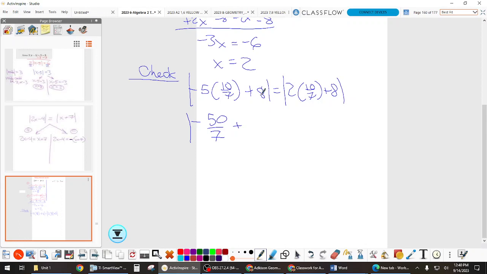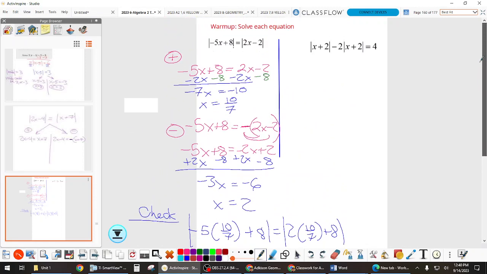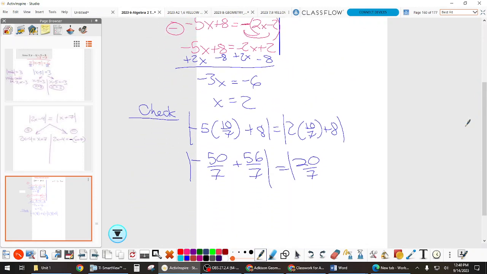8 wholes, I guess. How many sevenths is that? It's 1? 1 seventh is the same as 8 whole things? Okay. 56. It's 56 sevenths. How do we know it's 56 sevenths? Yeah, so 56 sevenths. Let's do the same on the other side. We get 20 sevenths. And we also, was that an 8 also? Yes. No, it was a 2. 2x minus 2, so.